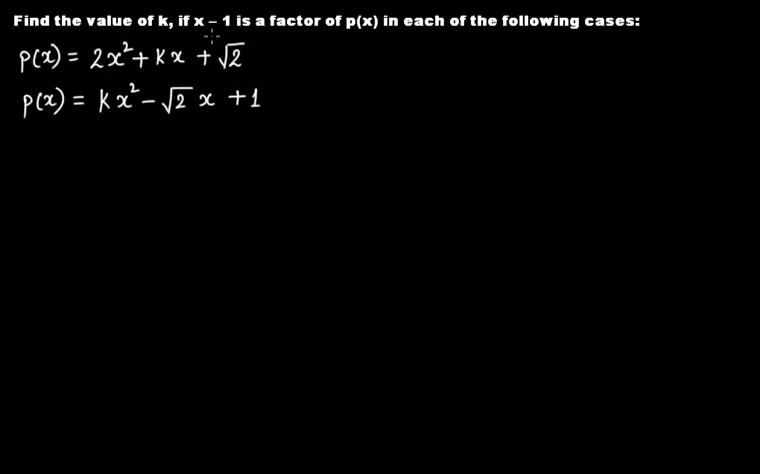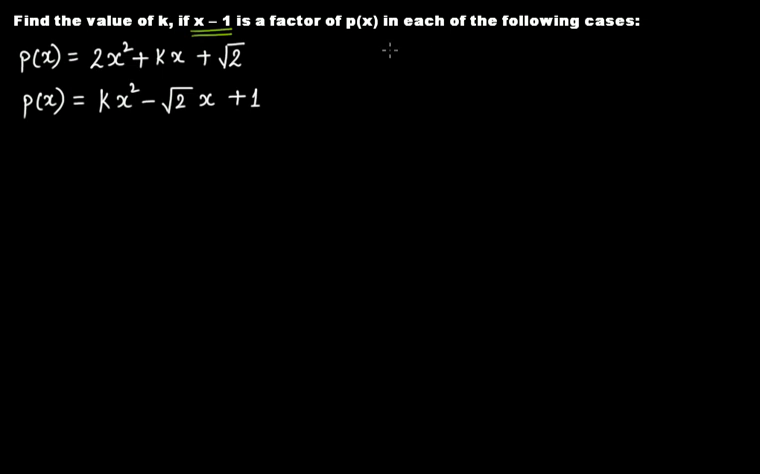Find the value of k if x minus 1 is a factor of px in each of the following cases. Again, the factor theorem says that if a polynomial is a factor of another polynomial, then if you put the 0 of that polynomial in this main polynomial, then that polynomial should be reduced to 0, and we'll use the same thing. X minus 1 is a factor of this polynomial px. What's the 0 of this polynomial?